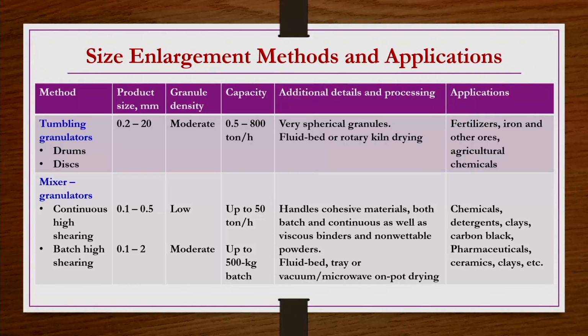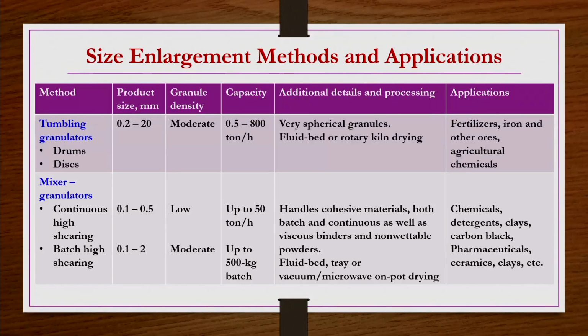So, tumbling granulators, by name granulators, in the sense that the size enlargement or agglomeration is taking place because of the agitative action, some kind of agitation is imposed. That agitation here is taking place because of the tumbling of the vessel in which the agglomeration is taking place. So, that is the reason they are known as tumbling granulators. We have two different types of designs available under these tumbling granulators. One is the drum granulator, another one is the disc granulator.